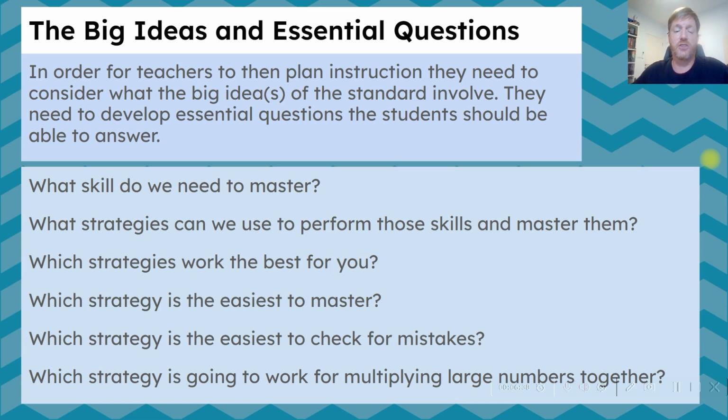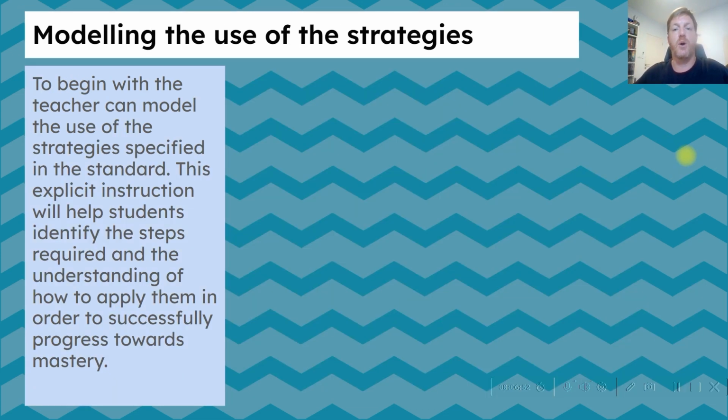And what strategies are the easiest to master? Which strategy is the easiest to check for mistakes? And finally, which strategy is going to work for multiplying large numbers together as they move forward? So to help students do this, we can model the strategies. And this will give explicit instruction of how to do it and break it down into step by step.